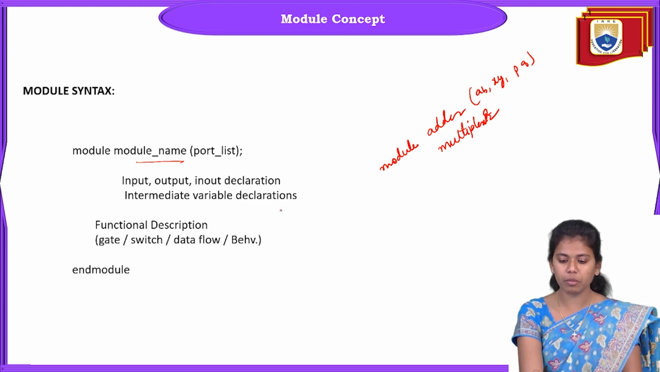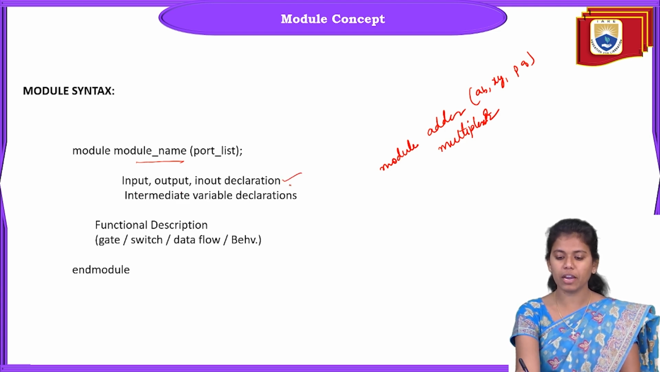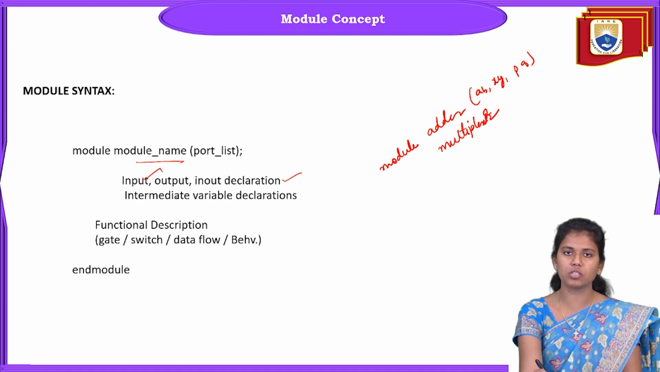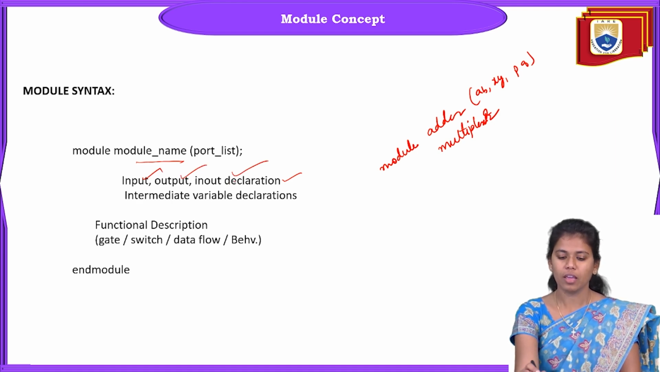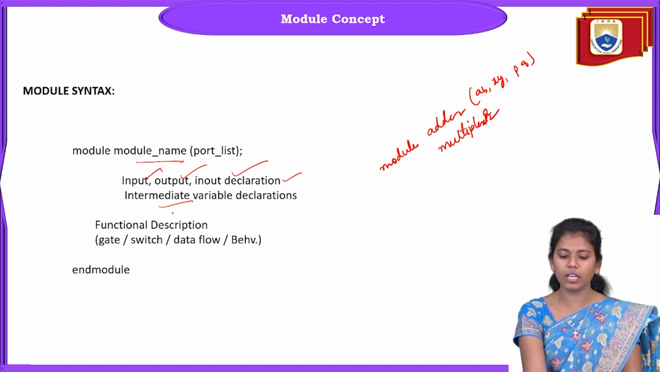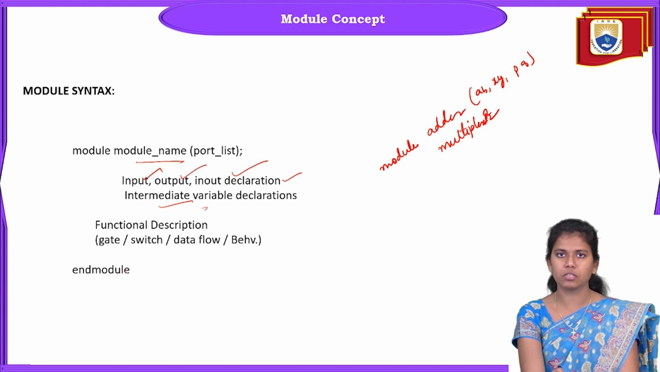Next, intermediate variable declaration. In the input, output, in-out declaration, we have to declare what are the input ports, what are the output ports, and what are the in-out ports. Okay, and next is the intermediate variable. If you are declaring some variables, you have to declare them immediately after the port list. You have to declare the intermediate variables, if any variables that you are considering.